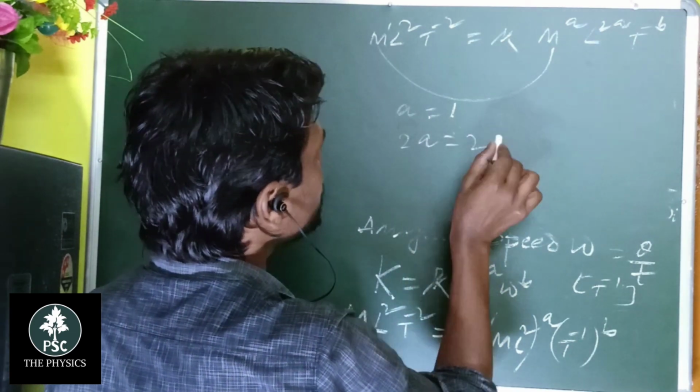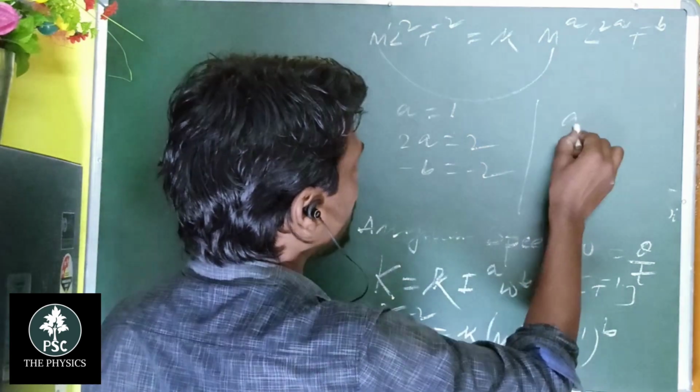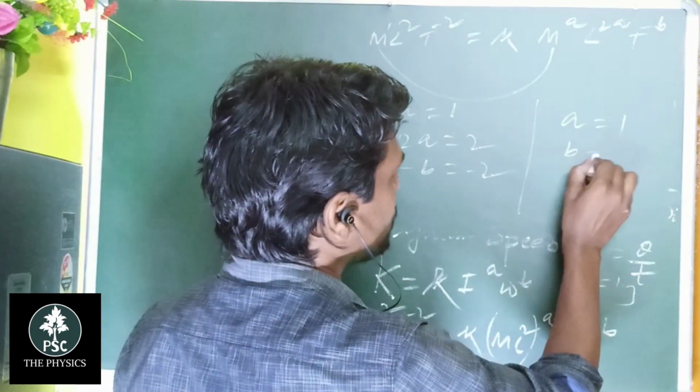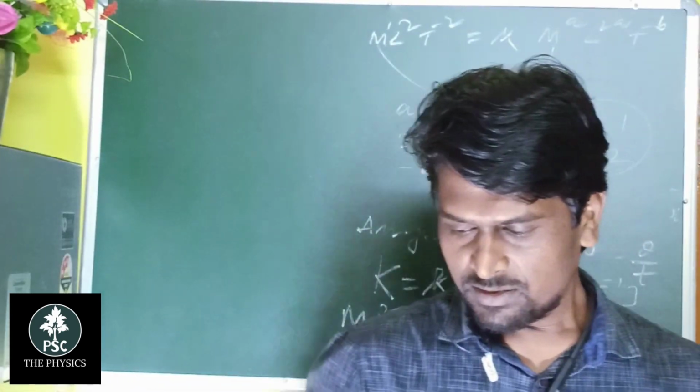2a equal to 2 and minus b equal to minus 2, or a equal to 1. You can calculate here also, and then b equal to 2. So this is the answer, a equal to 1 and b equal to 2.